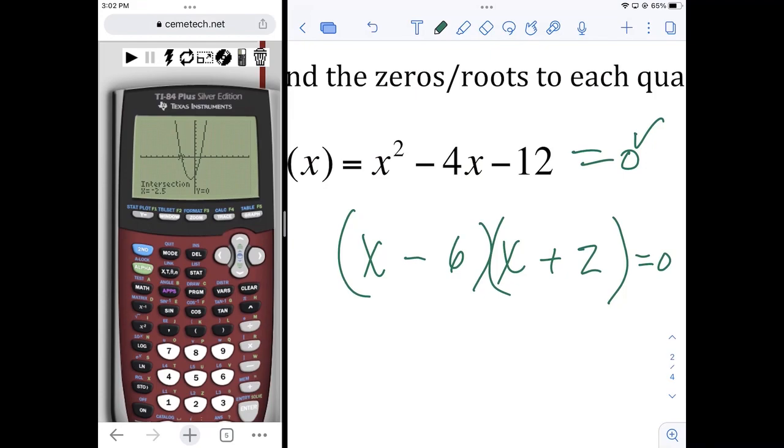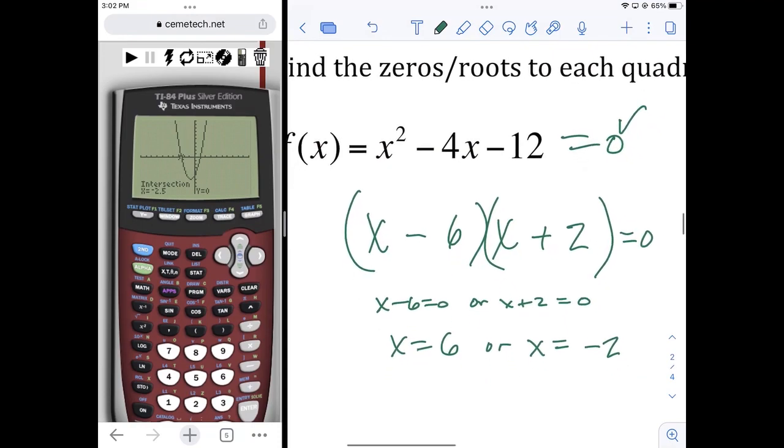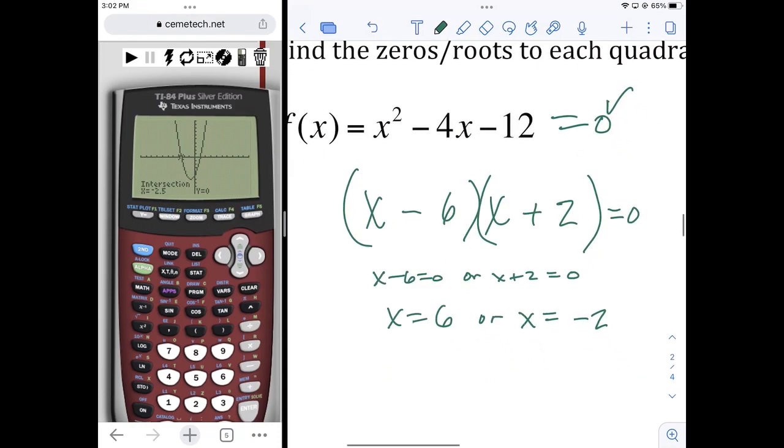There you go. Now, from here, we split them up, and we say x minus 6 equals 0, or x plus 2 equals 0. And then from there, we solve, and we get x equals 6, or x equals negative 2. I would be delighted if you went from this step to this step here, if you could skip the step in between.